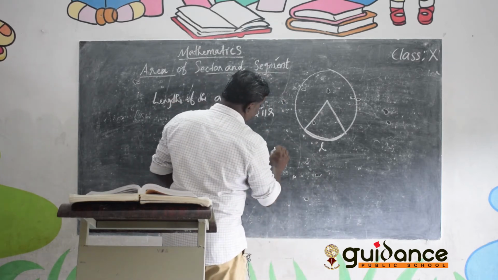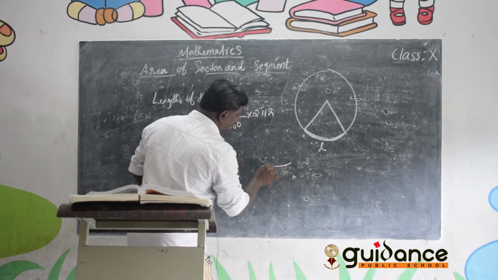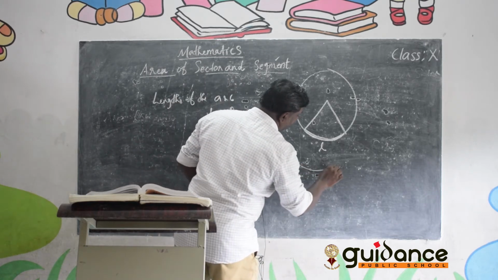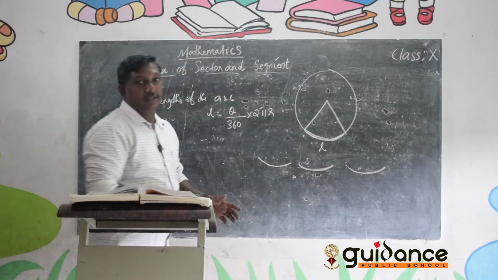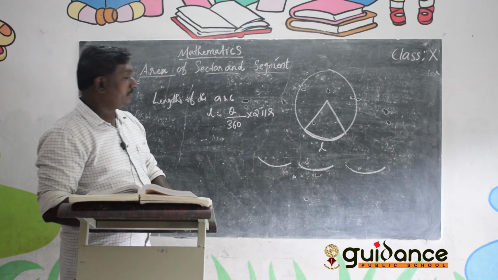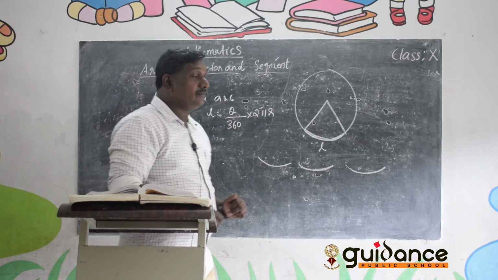That means a small portion is obtained. For finding that length we use this equation, theta by 360 into 2 pi r.